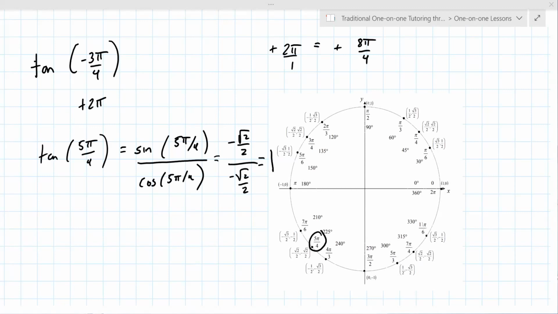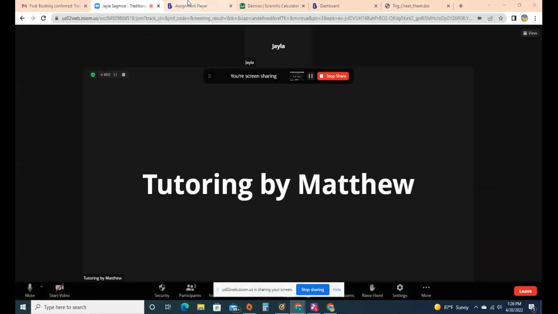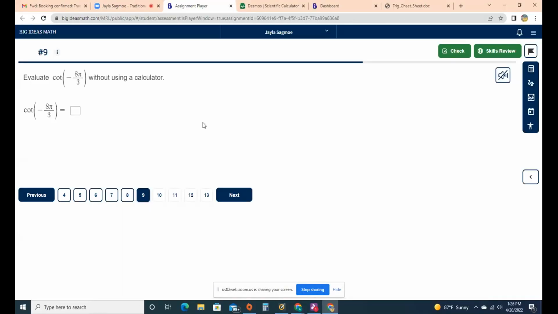I'll just share my screen with this one. Yeah, if you think you can just verbally tell me, that's okay too. I don't know how to say this one, so you can just say the 3 letters. You can say COT. It's cotangent of minus 8 pi over 3.